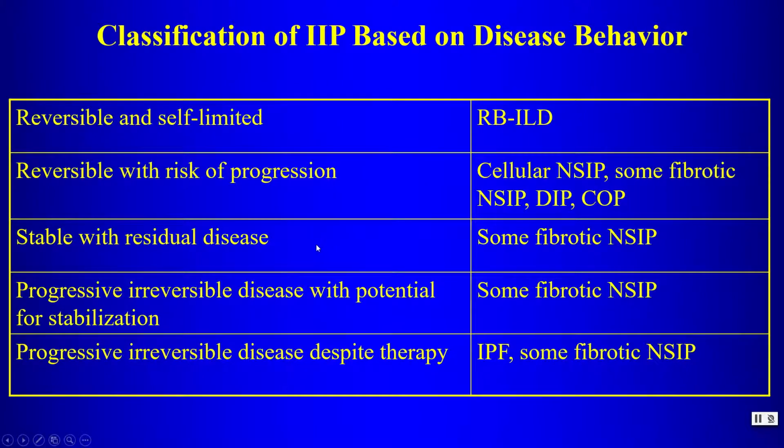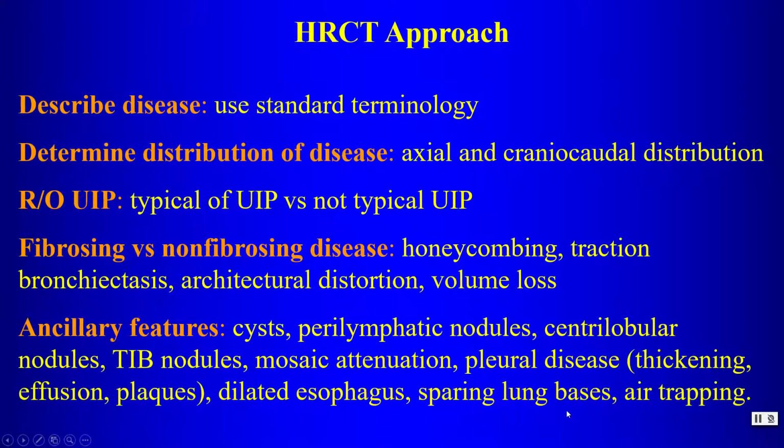Then we have stable with residual disease, which we can see with some fibrotic forms of NSIP. Progressive irreversible disease with potential for stabilization, again with some fibrotic forms of NSIP. And the worst prognosis we see with progressive irreversible disease. We will see that with idiopathic pulmonary fibrosis and also with NSIP, especially towards the more fibrotic end of the spectrum of NSIP.